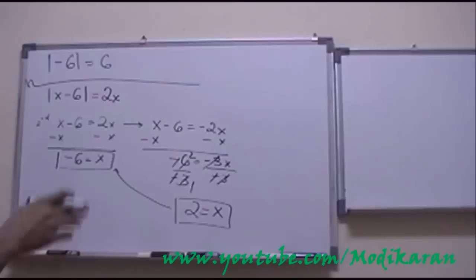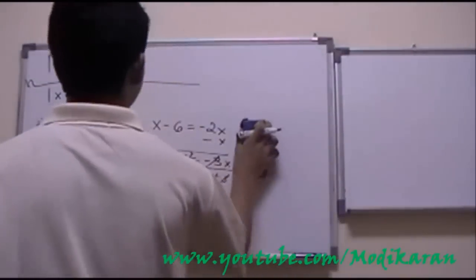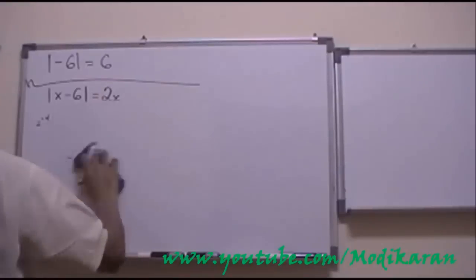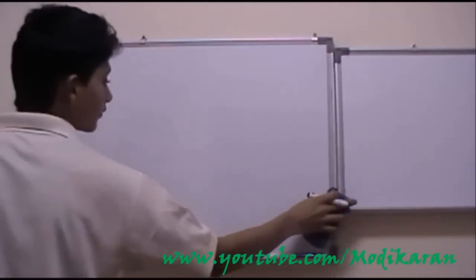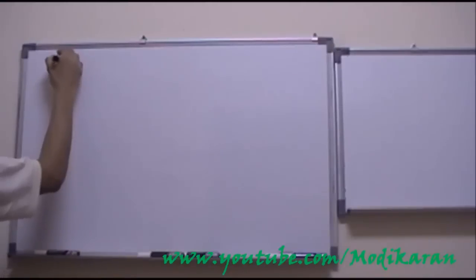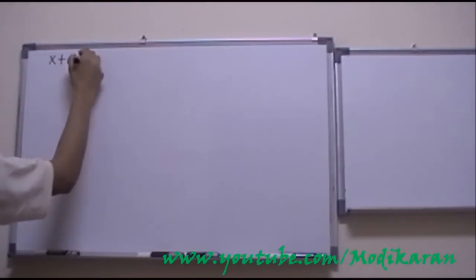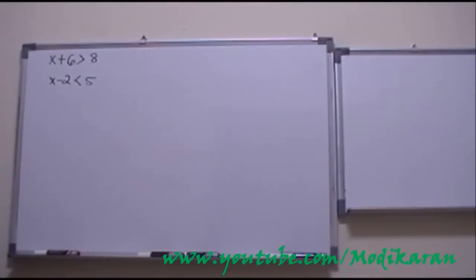Now that we know how to solve some absolute values, let's go ahead and solve compound sentences and absolute value inequalities. So let's go ahead and do that. Basically, if you have, let's say, solve this example, and I'll explain as I'm teaching. x plus 6 is greater than 8, and x minus 2 is less than 5. How would you do that?